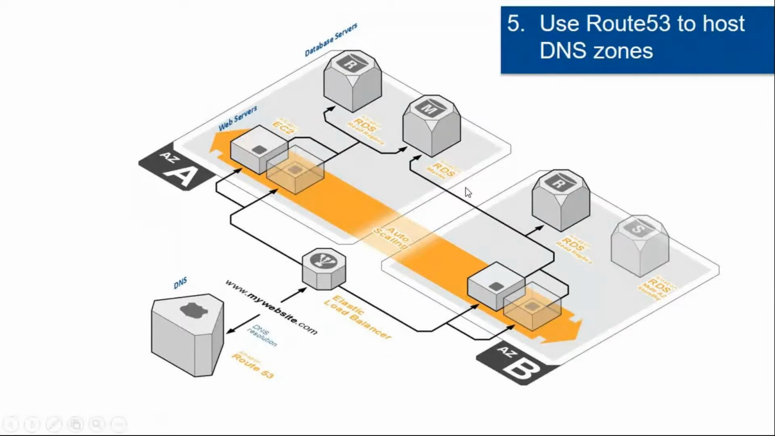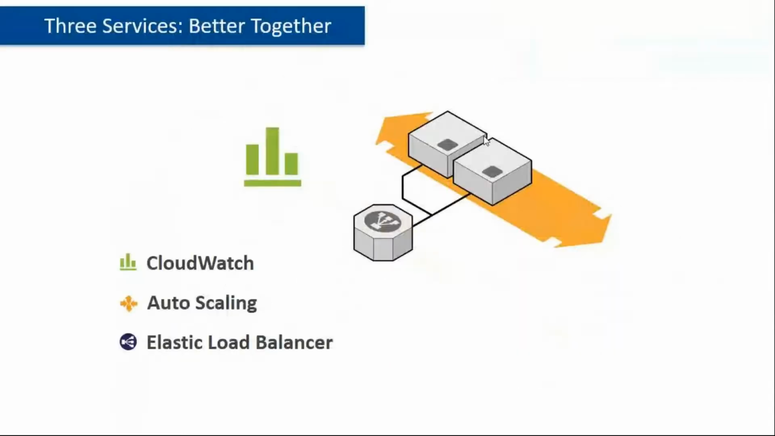Use Route 53 to host a DNS zone. Route 53 can take care of your DNS queries and route them to the desired resource. Sometimes you have multiple websites running, so there are multiple databases. Route 53 will directly route your request to the specific database.